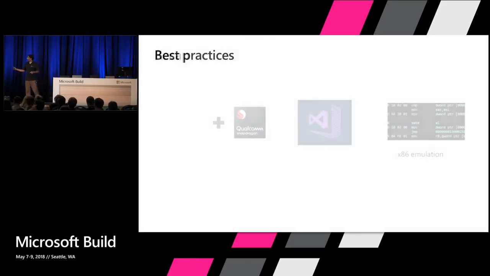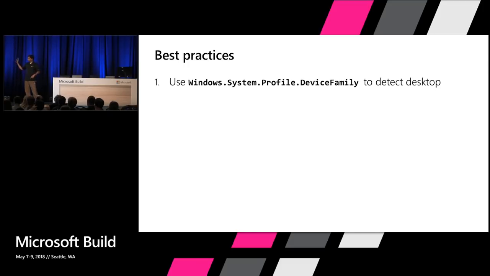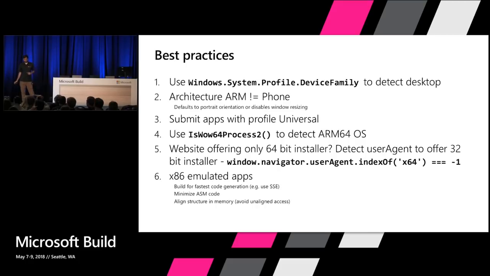And so we have only 5 minutes left, and this is the last slide. I just wanted to quickly go through some of the best practices for the developers in the room. What we've seen is that a lot of UWP apps make an assumption. Hey, if architecture equals ARM, then it must be a phone. No. So Windows 10 on ARM is here. It's a PC. It's desktop.